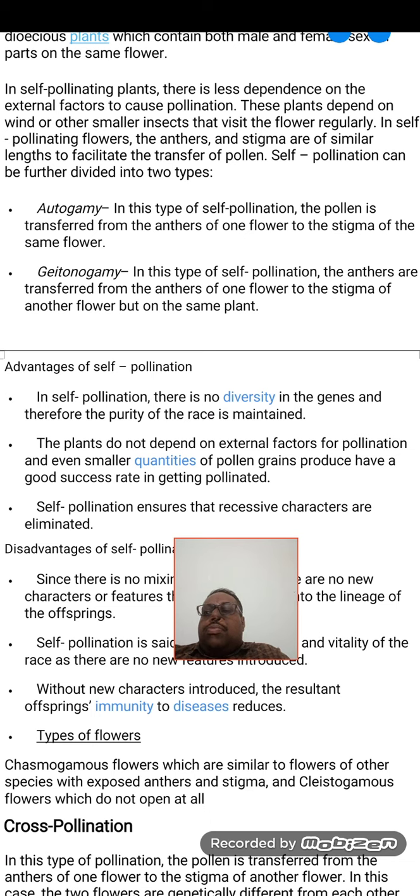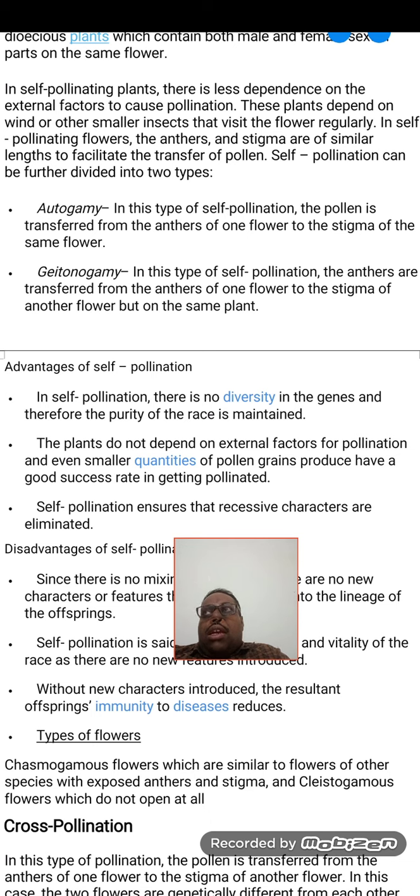Number three, these plants never depend upon any other external factors for pollination. So all these things are important. On one side it is an advantage, on the other side it is also a disadvantage.